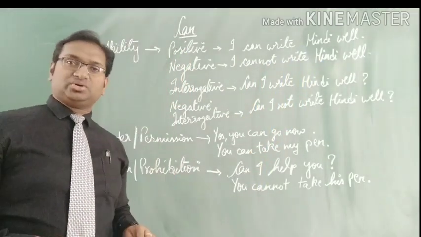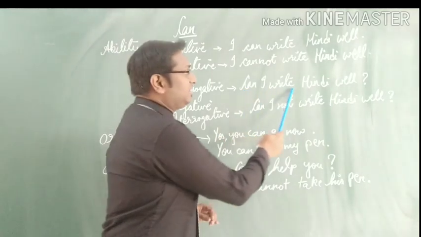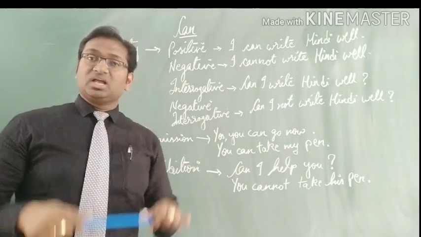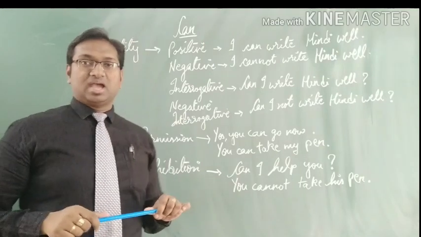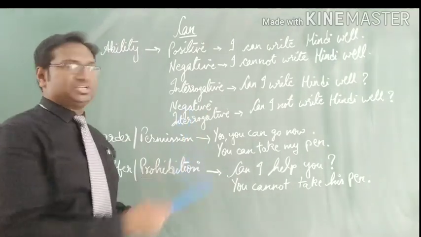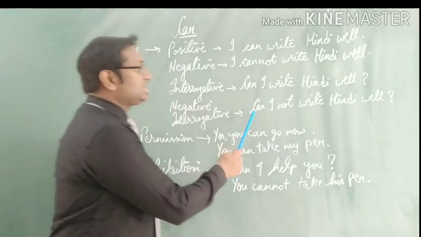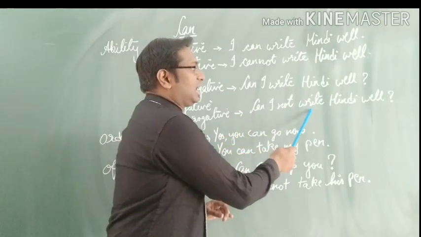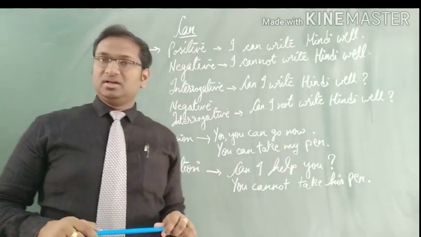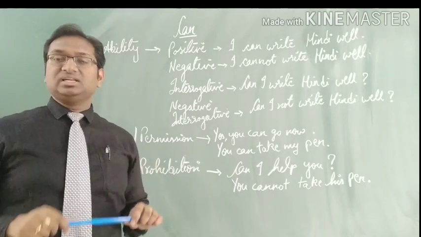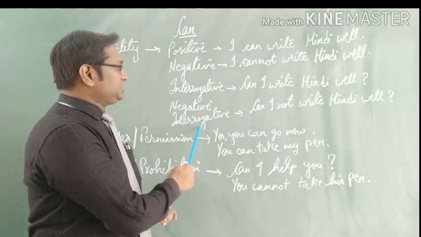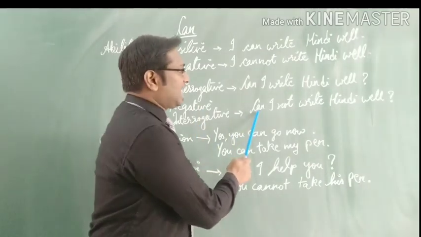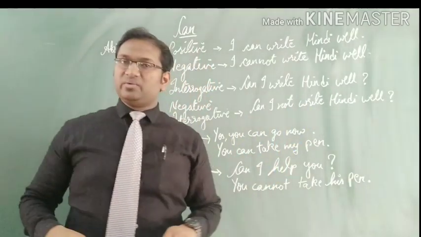Now, change this into interrogative. Can I write Hindi well? Can is used before subject. And last, negative interrogative. Can I not write Hindi well? Can is used before subject and not is used after subject. So, negative interrogative sentence is can I not write Hindi well?